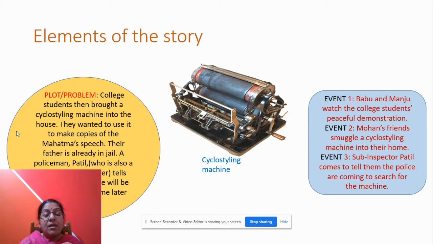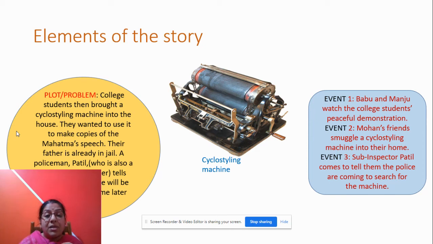Then Suman, friend of Mohan, had come with a cyclostyling machine. That is nothing but a machine to make copies. So now we take true copies using a machine, right? So that is the machine, cyclostyling machine, and they wanted to make copies of Mahatma Gandhi's speech. During that time, it was against the rule to make speeches and motivate somebody for independence of India.